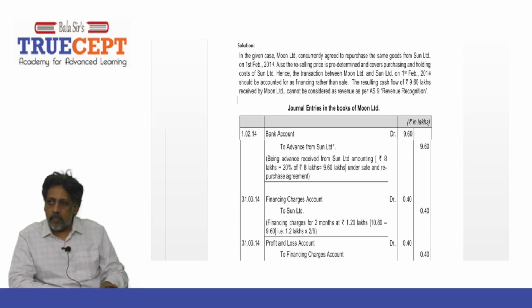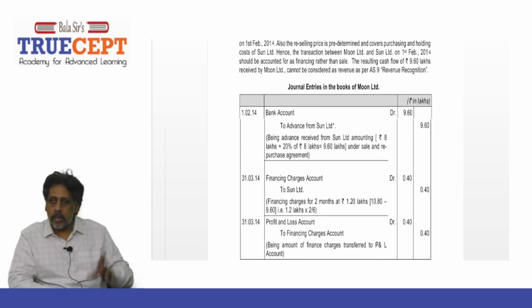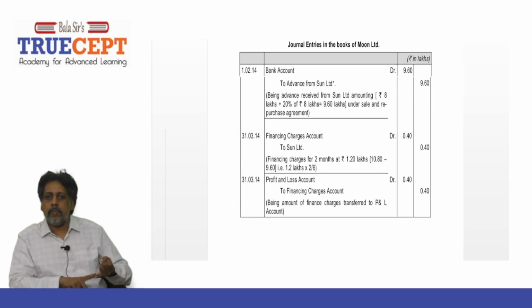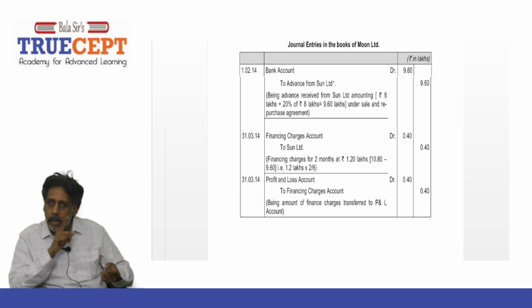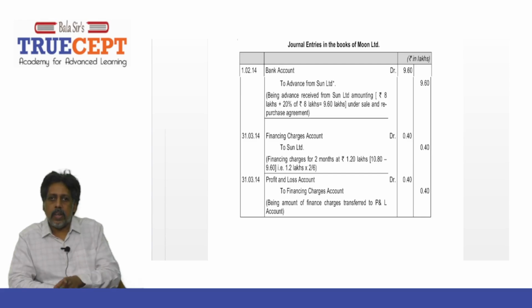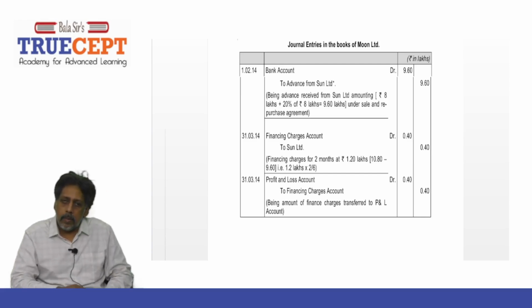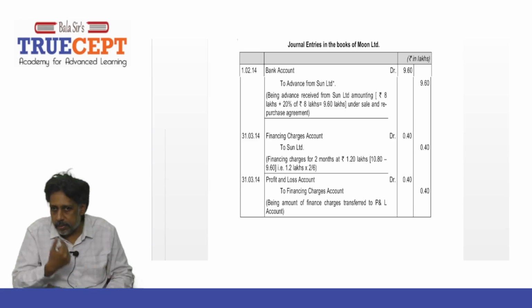On 1st Feb 2014, the entry should be bank account debit. Money comes in, to loan from or advance from Sun Limited. It's a liability. That is a bank account debit, that is, you can say, increase in asset, right? And also increase in a liability. So bank account debit to loan from Sun, or bank account debit to advance from Sun Limited. How much? 9.6 lakh rupees in lakhs.